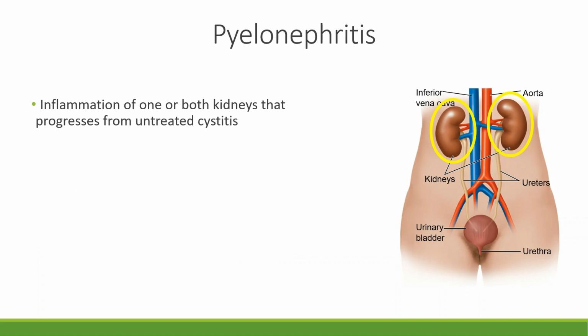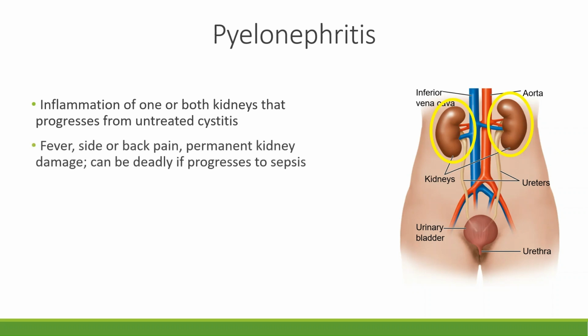Pyelonephritis is a kidney infection. This develops when cystitis or a bladder infection goes untreated and it works its way up the ladder, so to speak, towards the kidneys. So instead of staying there in the bladder, the bacteria travel and infect one or both kidneys up the ureters. Symptoms include fever, side or back pain, nausea, vomiting. If left untreated, it can cause permanent kidney damage or even sepsis and can be fatal.